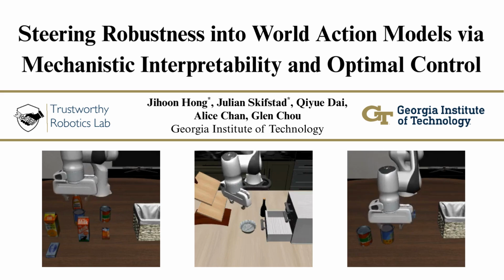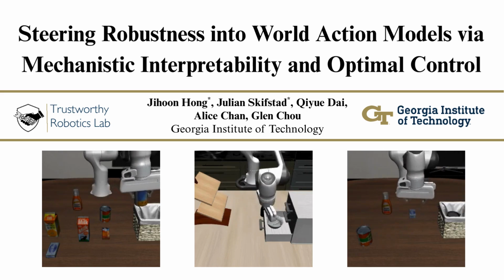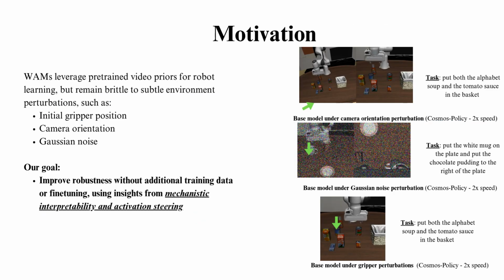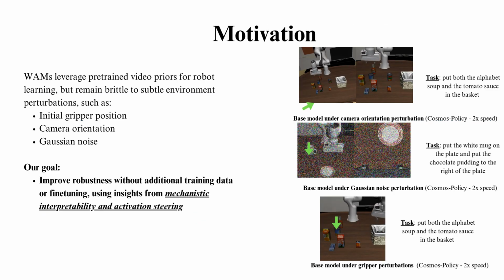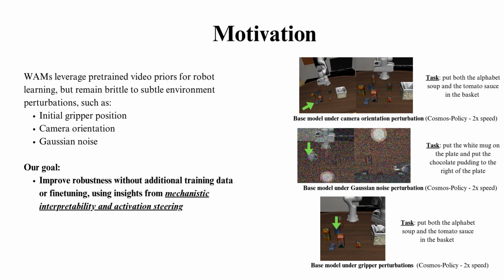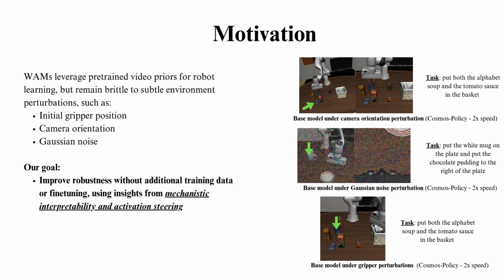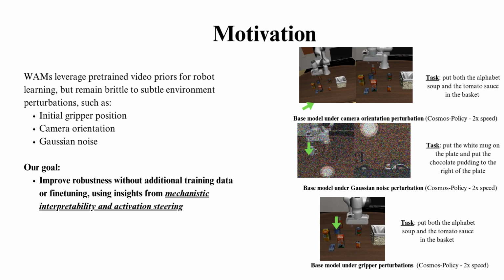We improve the robustness of world action models using mechanistic interpretability and inference time alignment via optimal control. WAMs perform generalizable robot action generation, but remain highly sensitive to small environmental changes. Minor shifts in camera position, robot pose, or object configuration can cause major performance degradation. We wish to improve robustness without extra training.